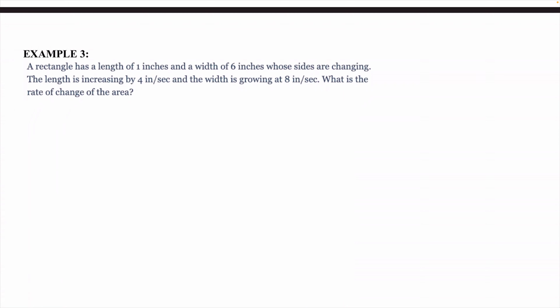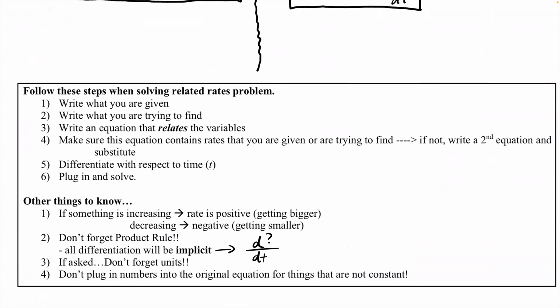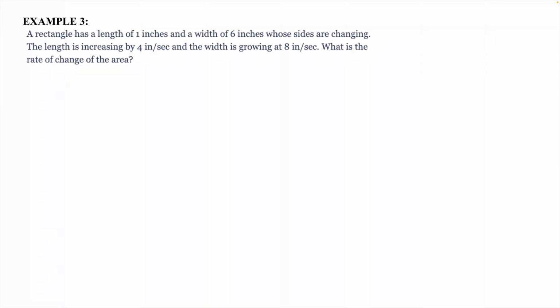Okay, so here we go, related rates. So a rectangle has a length of 1 inch and a width of 6 inches. So the first thing you're going to do is draw a picture, write what you're given. Okay, so it's a rectangle, so I'm going to draw a quick rectangle. Doesn't have to be pretty, just has to be a rectangle. The length is 1 inch, so the short side is 1 inch.